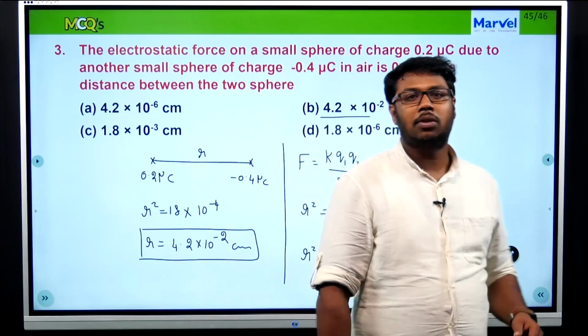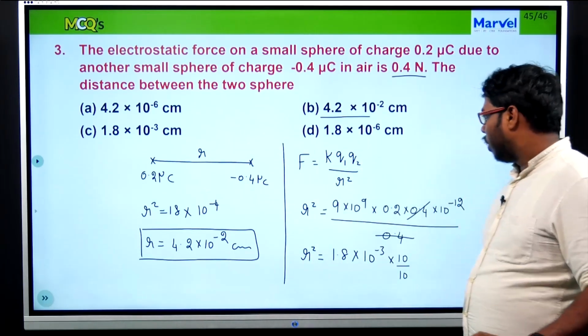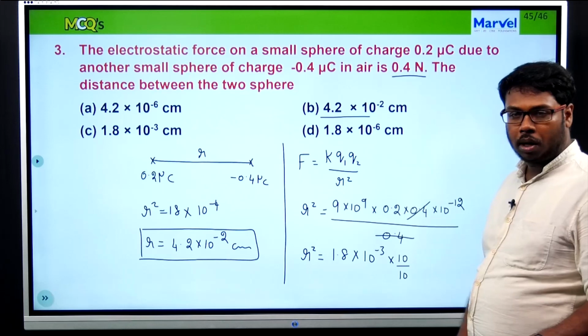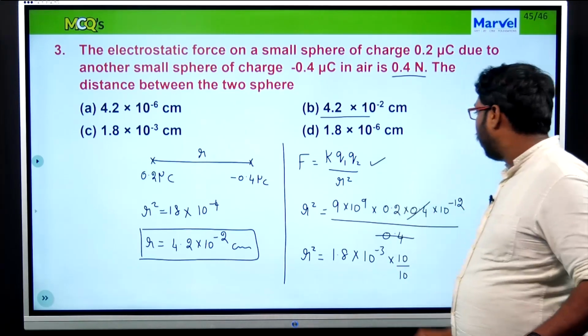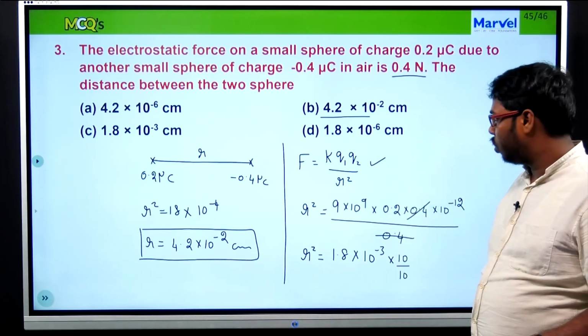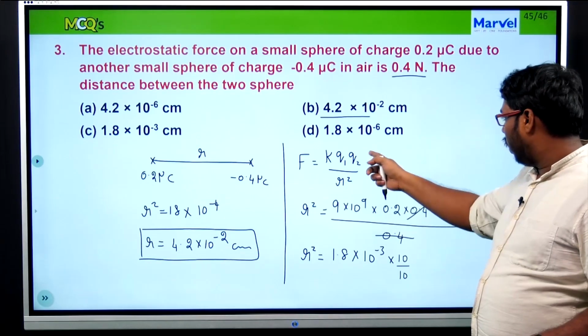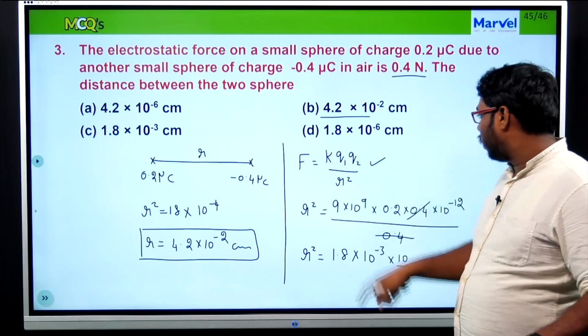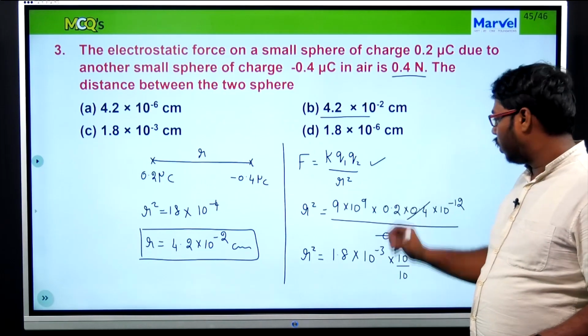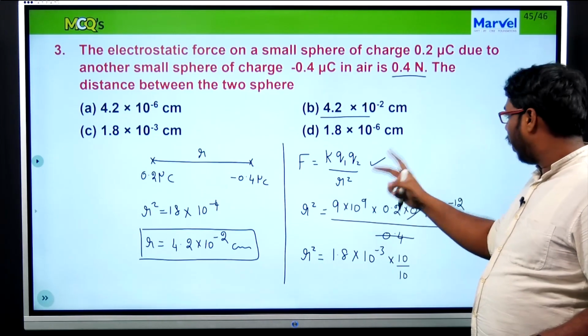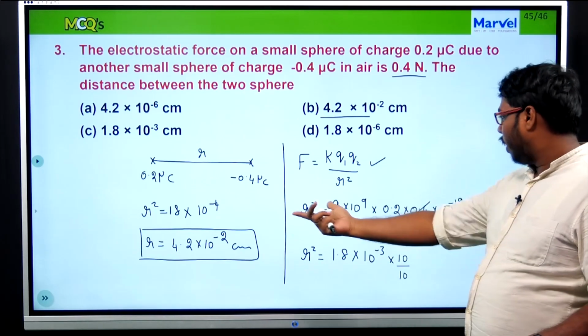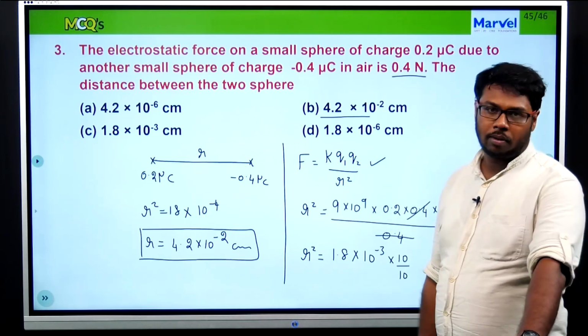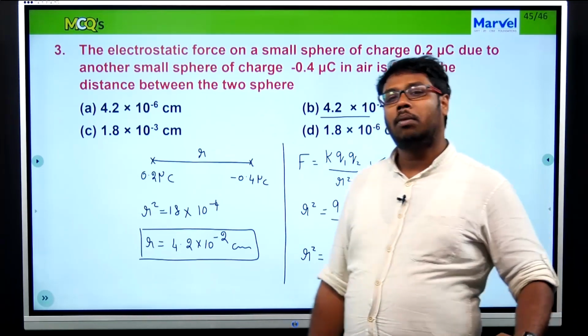Again it's a straightforward question. After drawing a diagram, I get to know this is the formula that will represent the entire situation. Here all the quantities except r squared are given. So we have to plug in all the quantities into this and find r in there. So this is how the problem goes.